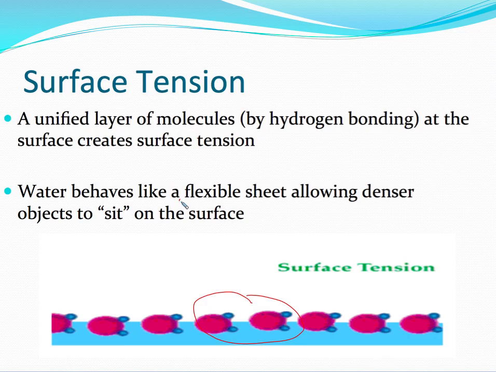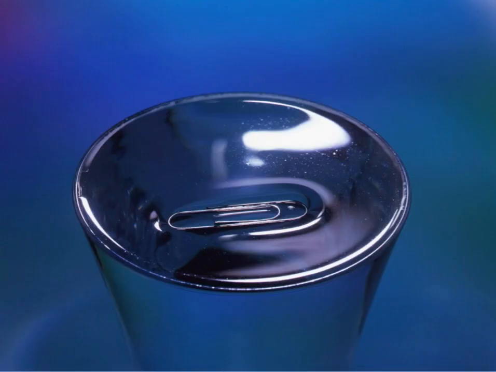So this is that flexible sheet, kind of like a skin-like layer, allowing sometimes denser objects to float on the surface or sit on the surface. So this is surface tension. This is cohesion at the surface. Here you see cohesion, surface tension in action.